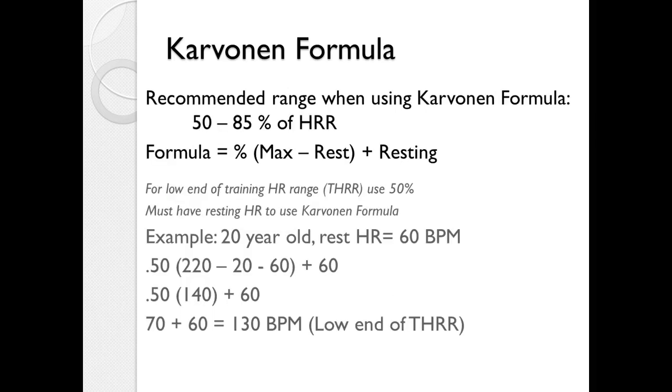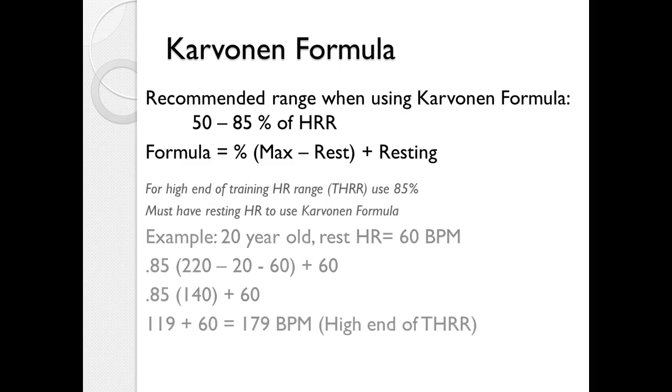Let's do an example. If we have a 20-year-old with a resting pulse of 60, and we know that because the client measured it and then reported to us, we're going to take 220 minus our age, which would give us 200. Then subtract out the resting. So 200 minus 60 equals 140. The next step would be to do what's not separated by a symbol. So 140 times 50% would equal 70. And the final step, re-add the resting pulse, or 60, to get 130 beats per minute, which would be the low end of the training heart rate range.